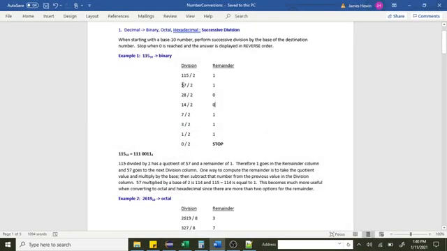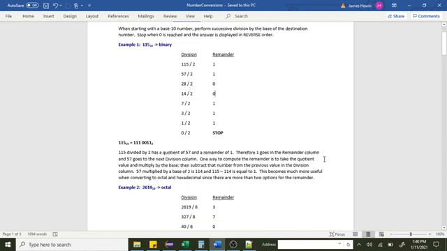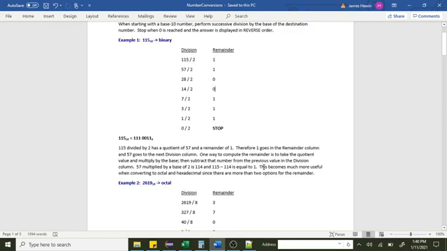Okay, so the other ones are going to be the same. You just change the base number you're dividing by. One other thing I want to point out here is the remainder. With binary numbers, it's not too bad because it's only going to be 0 or 1.